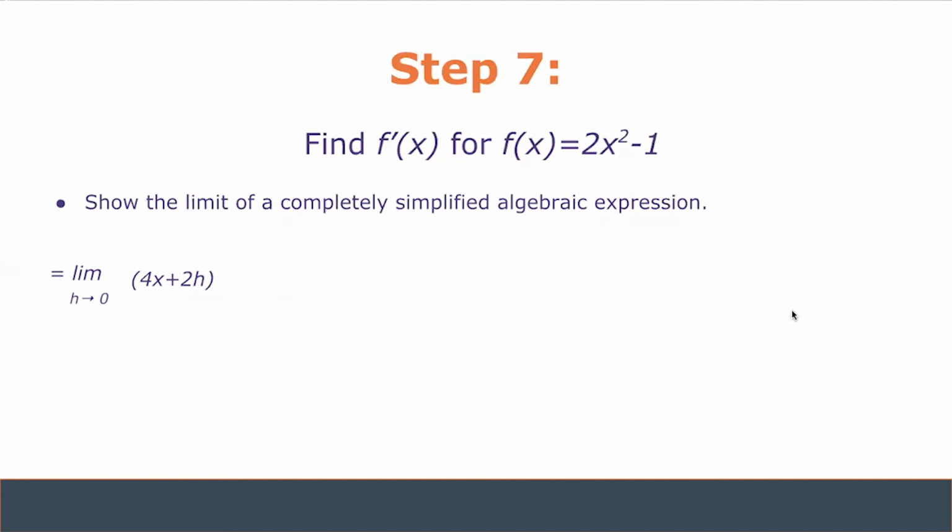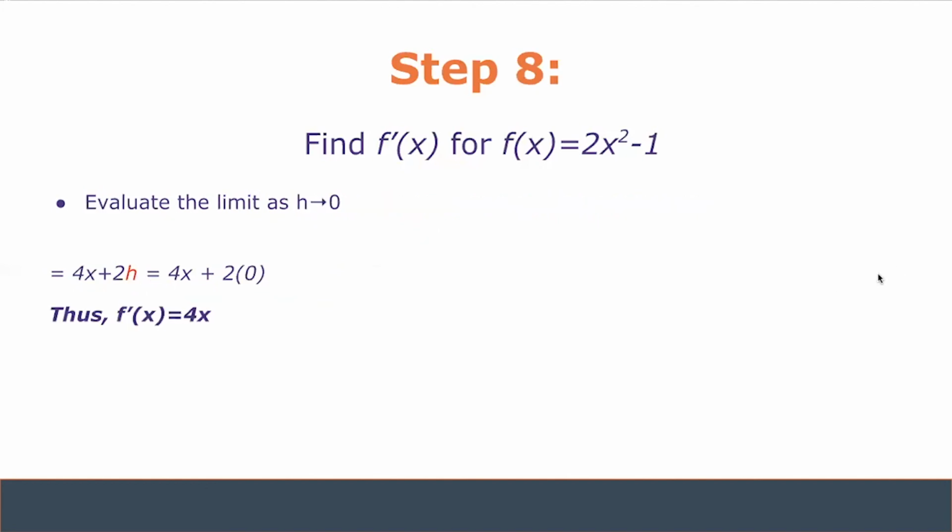Step 7 is to show the limit of a completely simplified algebraic expression. This is just 4x plus 2h because, like I talked about in the earlier slide, you've divided h into h, canceling those two values out. And then finally, step 8 is to evaluate the limit as h approaches 0. This just means that we're plugging 0 in where we have any h in our expression. We conclude with writing our final answer as thus f prime of x equals 4x. And this is because you've substituted 0 into the 2h expression. 2 times 0 is 0, leaving us with just 4x. And these are just the 8 steps of finding a derivative using the limit definition.